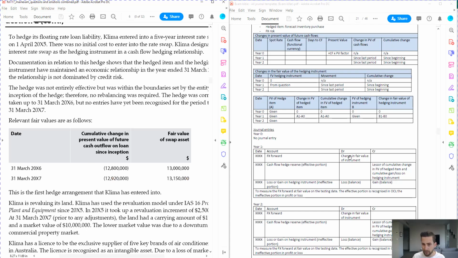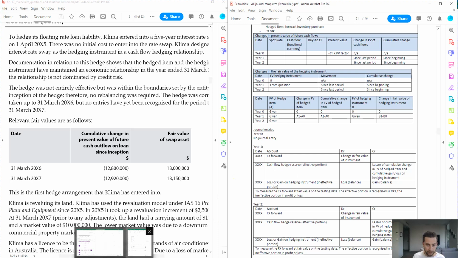So 120 is the lower number, so we're going to use that. So it's going to be 150 on the debit side, 120 on the credit side, and then this final bit, the loss or gain on the hedging instrument, which is the ineffective portion, that's the part that hits the P&L, is going to be the difference. It's either going to be a loss if it's a debit or a gain if it's going to be on the credit side.